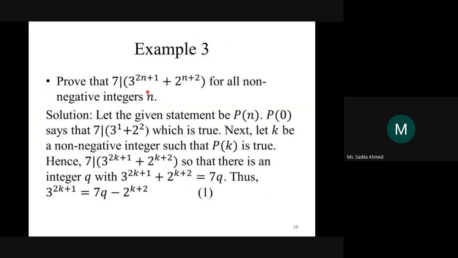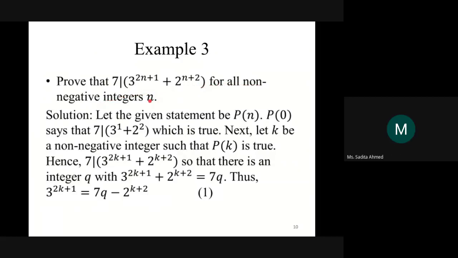So here as well, in the basic step, once again, what will we prove? What is the lowest possible value of n here? You guys have already stated that. What is the lowest possible value of n here? n is a non-negative integer. For all non-negative integers n, right? So lowest possible value of n is 0.